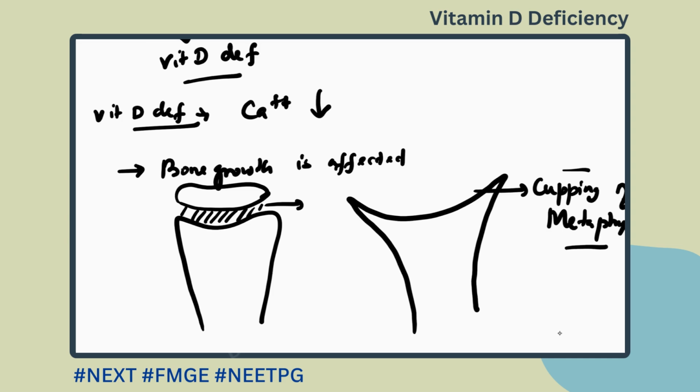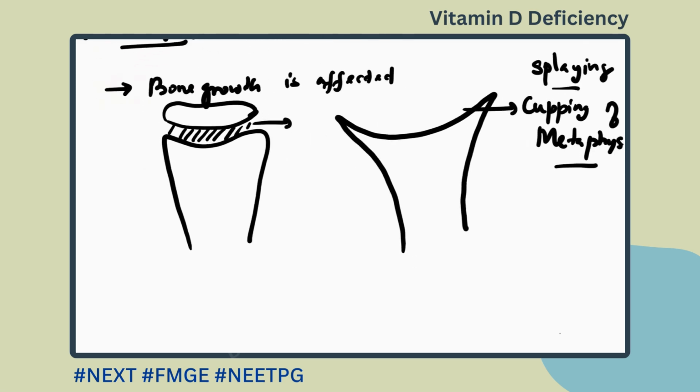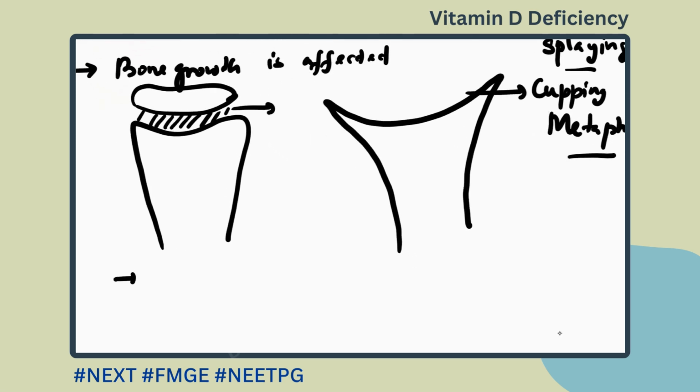Only when calcium deposition happens will the bone be strengthened and not splay. Here splaying or cupping happens. You will see this sign in an X-ray of a patient affected by vitamin D deficiency, that is, in rickets. The patient will also have poor abdominal muscle tone, leading to pot belly.